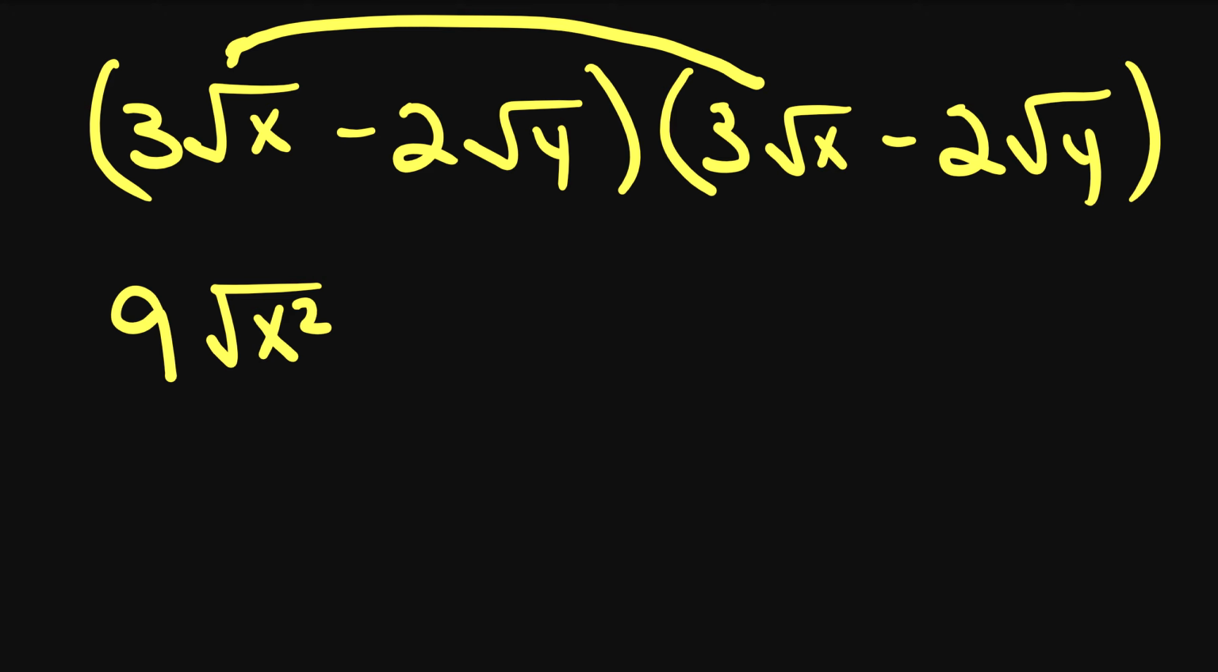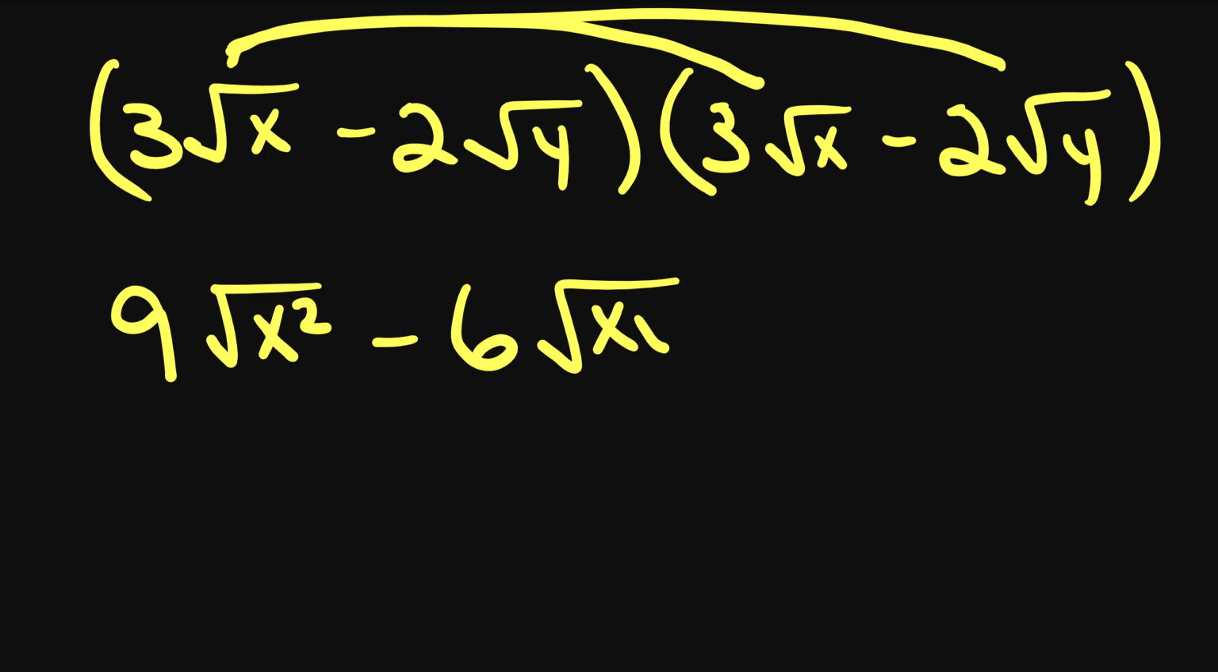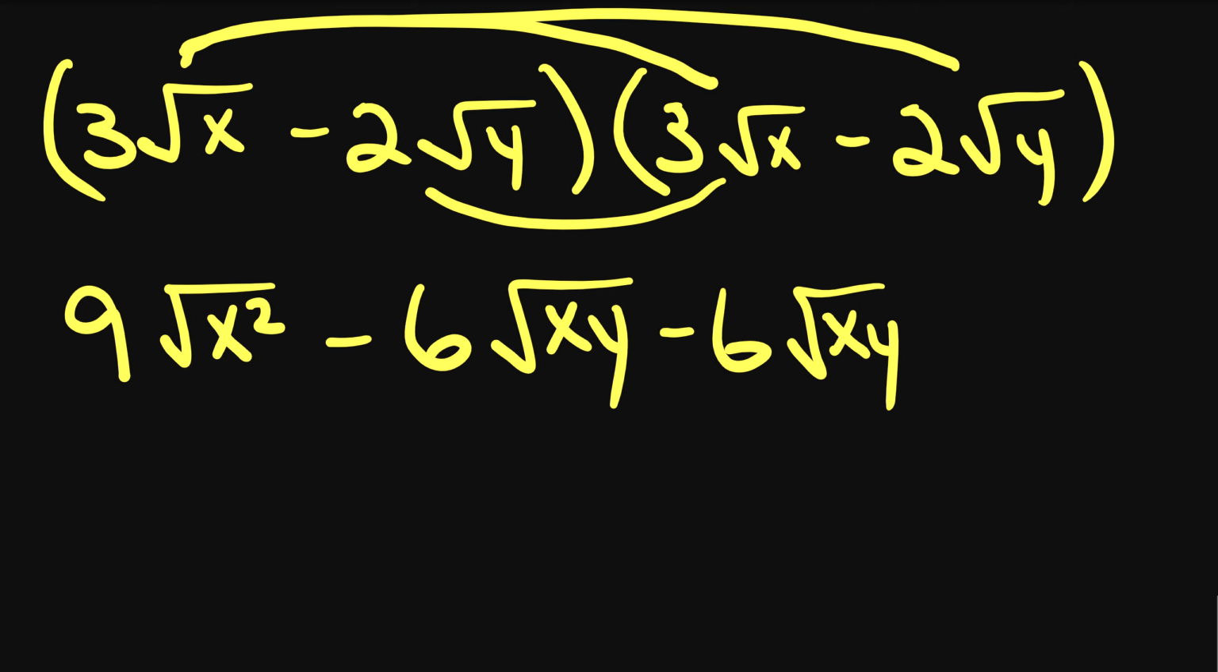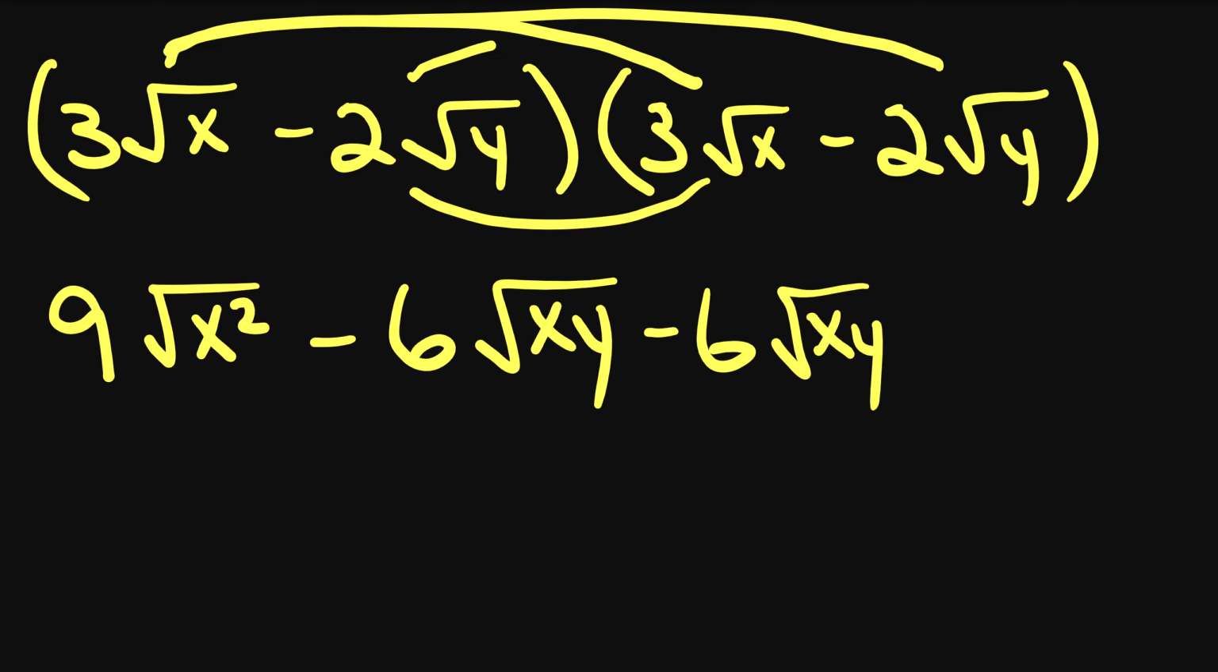The outside is 3 root x times -2 root y. And what's that going to get us? -6 root xy. Inside is going to be the same thing. -2 times 3 is -6 root xy. And last is going to be -2 root y times -2 root y, which will give us that positive 4 root y squared.